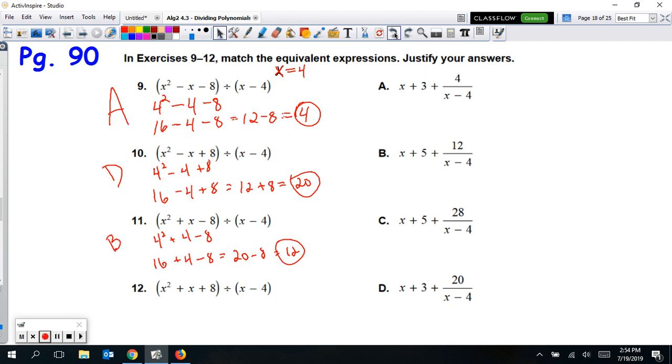And then the last one, obviously we know our last one. Let's just go ahead and plug it in because they do want us to justify our answers. So if I plug it in, it's 4 squared plus 4 plus 8, so that's 16 plus 4 plus 8. We're just adding all those together. So 20 plus 8 is 28, which is the last one, letter C. Just using the remainder theorem, we were able to figure out what the remainder was, so we could identify which one was which over here. All right, moving on to number 13.